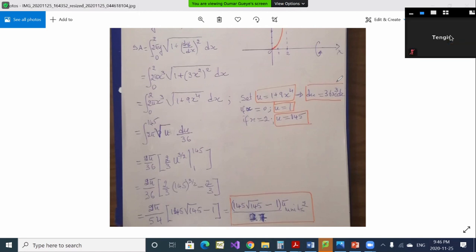Sir, can you explain again the step after du divided by 36? So from here, okay, what I did is I took this constant, 2 pi, out. And also the same for 36, it's going to be over 36. I get the integral here from 1 to 145, because of this.